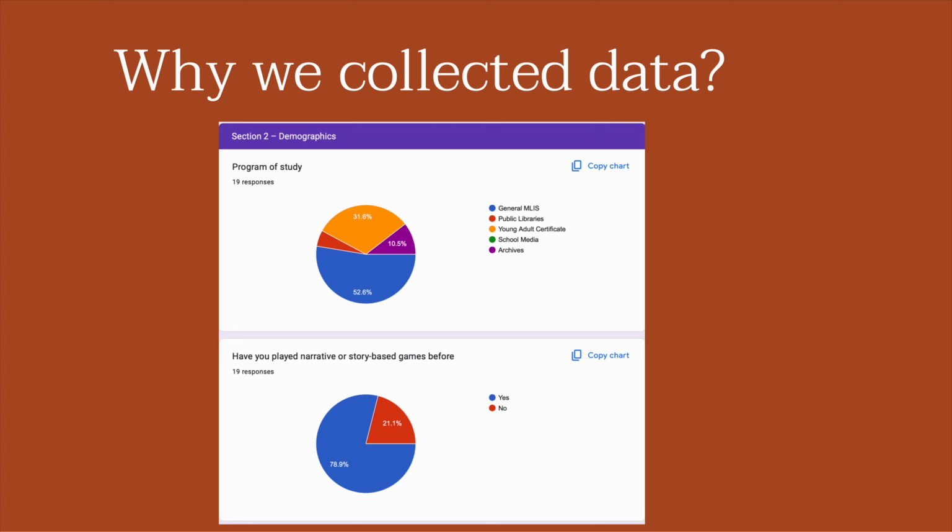So why we collected the data. Let's start with the whole point: why do we do this? The goal was to understand whether interactive storytelling, like the one in Bury Me My Love, can foster empathy. We also wanted to see how that empathy develops emotionally, intellectually, and morally.